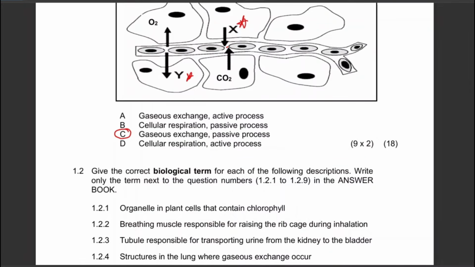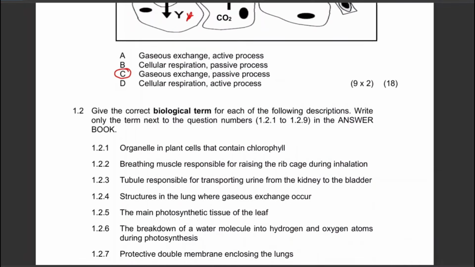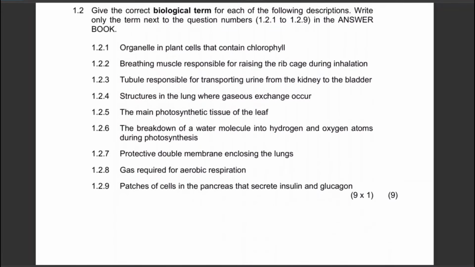Please don't leave any empty space. There's a 25% chance that your guess could be correct. Okay, then we go to 1.2, an organelle in plant cells that contain chlorophyll, that is chloroplast.